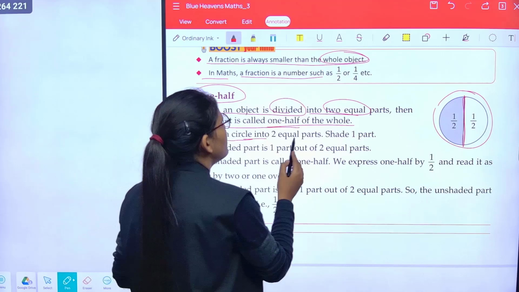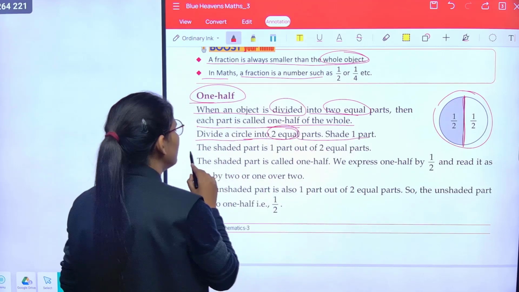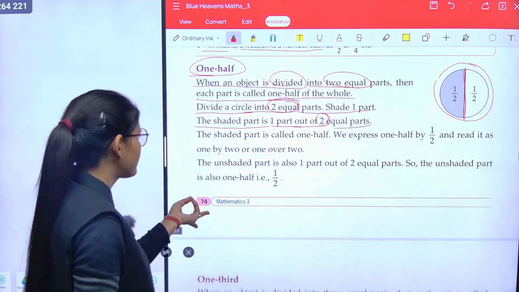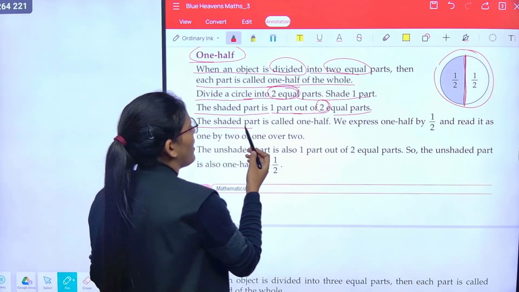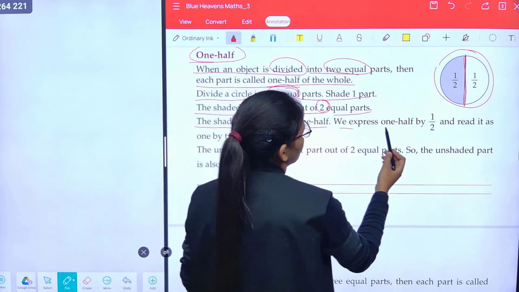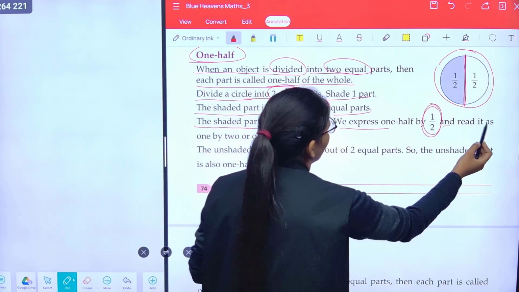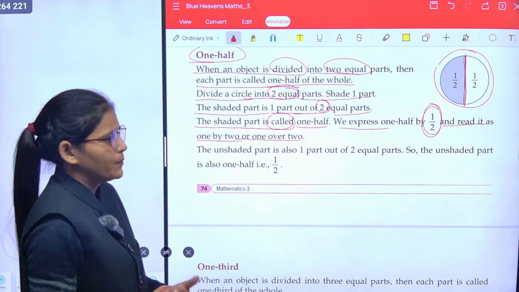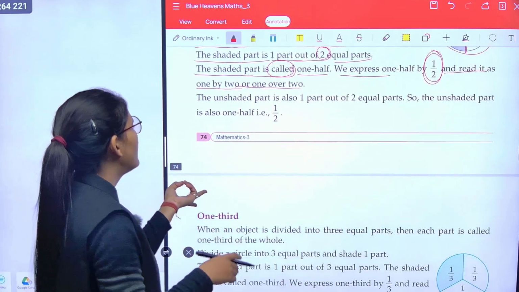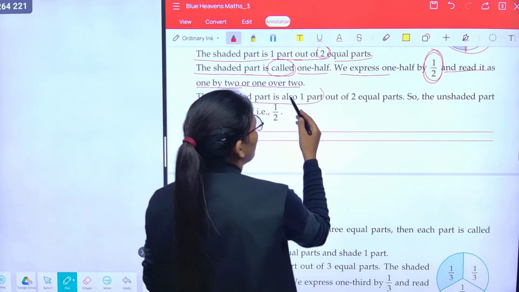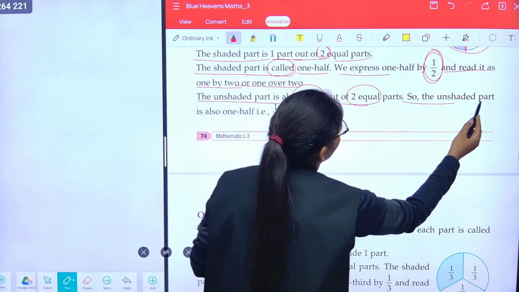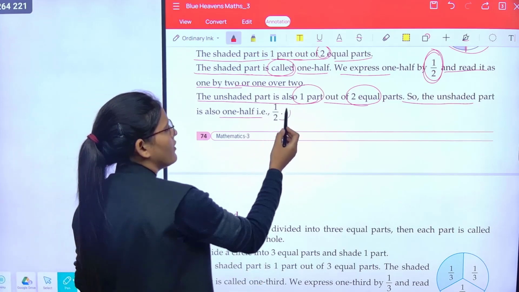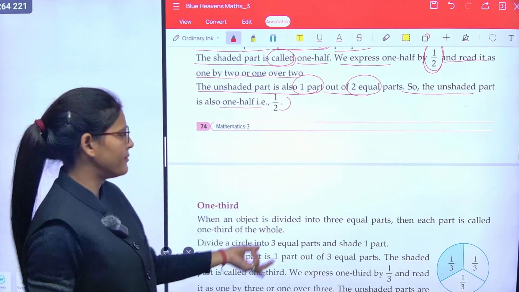Divide a circle into two equal parts. Shade one part. The shaded part is one part out of two equal parts. Understood? The shaded part is called 1/2. We express 1/2 like this and read it as 1 by 2 or 1 over 2. The unshaded part is also one part out of two equal parts. So the unshaded part is also 1/2.